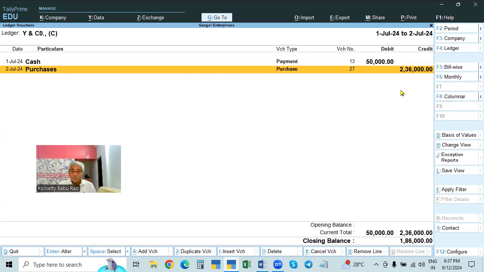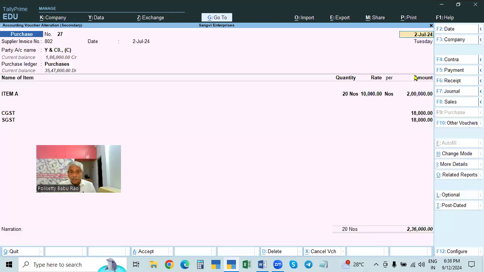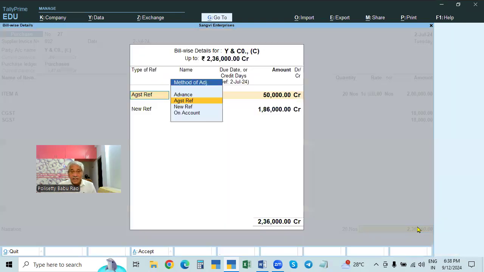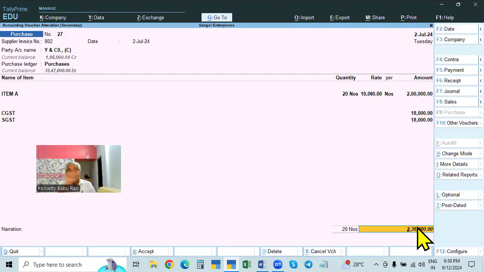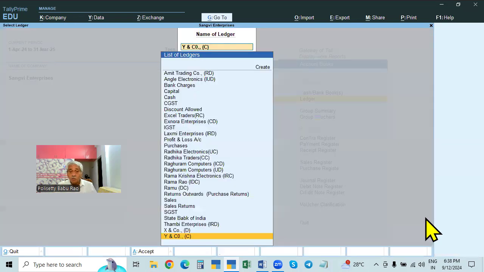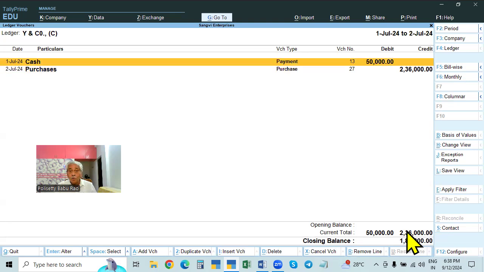And when you are making the payment, you will pay against reference, this is the bill. Against reference, it will not show 2,36,000. It is already adjusted and the new reference is only 1,86,000. That is why in the bill-wise entries, against reference, the pending bill will be only 1,86,000.